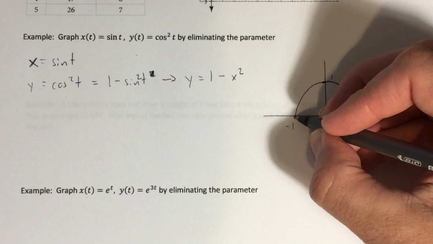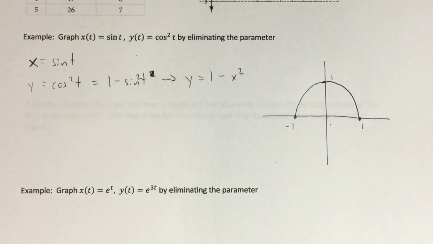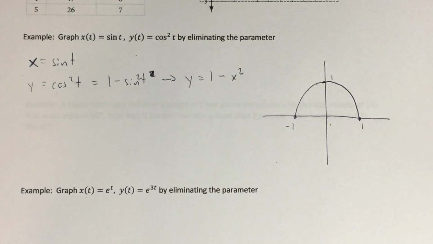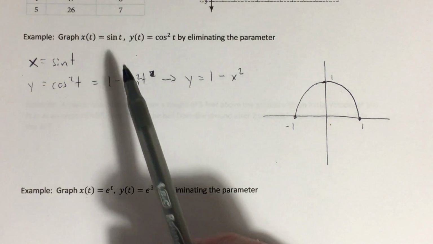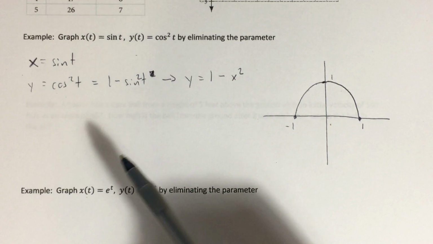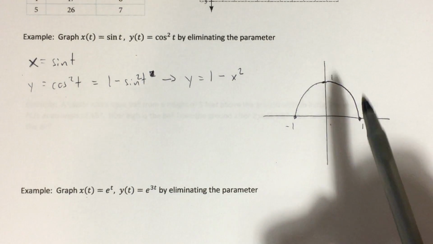So that means that my graph is just this little piece of the parabola. Now, how do you deal with orientation? Well, you could start by plugging in a couple of values for t. For example, plug in a 0, then maybe a pi over 4, and then a pi over 2, and so on, and see which direction the orientation of the curve seems to take.